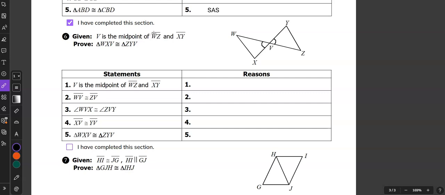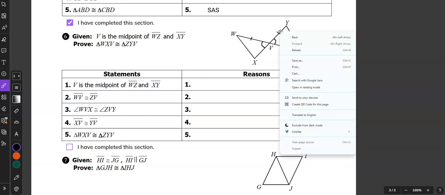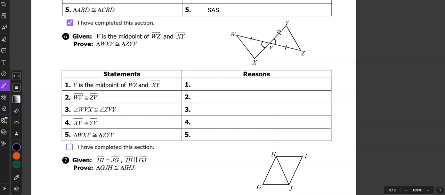V is the midpoint of WZ and XY. So let's look at the WZ. V is the midpoint, so it bisects this line. And then it's also the midpoint of XY, so these two segments bisect each other, which is nice. Now that's also another thing they could have told us. If a given had said that WZ and YX bisect each other, that would have given us the same information as V is the midpoint of both segments.